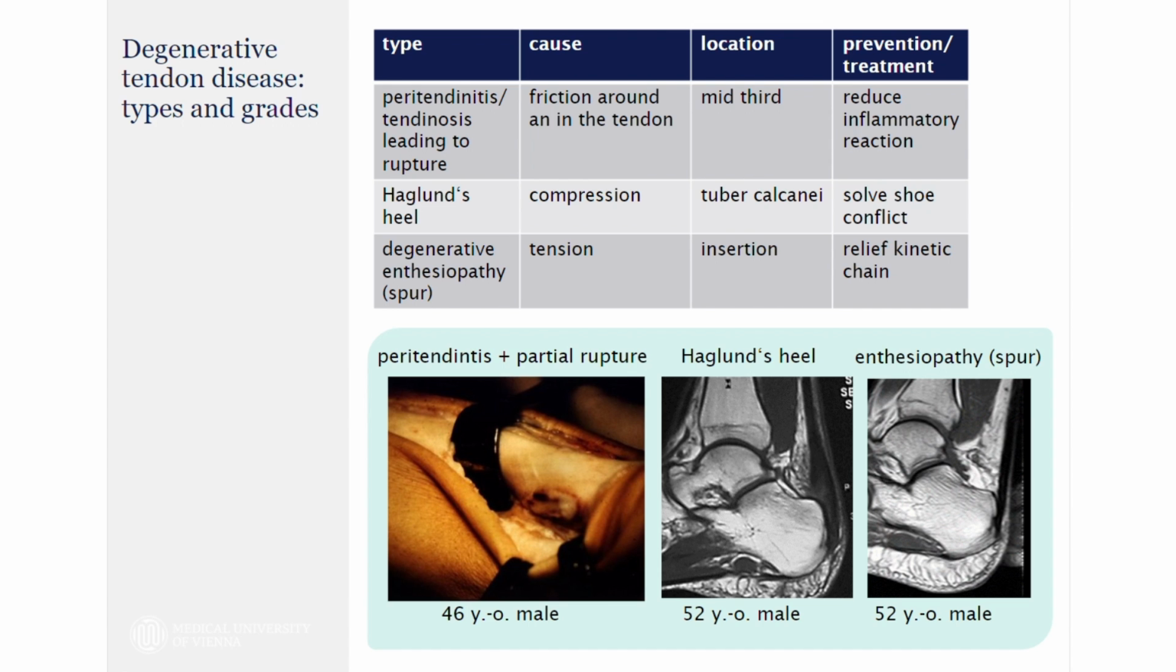So that's a compression, and it needs totally different treatment. Instead of this, you have to solve the shoe conflict, as it is called by the orthopedic surgeons. And then we have the tendon insertion disease. That's the typical spur. And it also needs a slightly different approach. It's the relief of the kinetic chain. This is a typical example of such peritendinitis, with the unsharp scars around the tendon, and here the partial rupture.